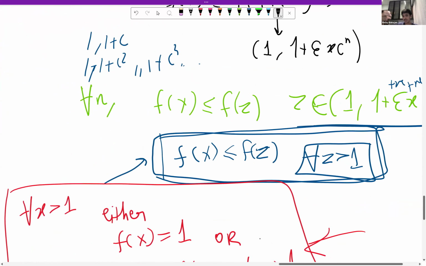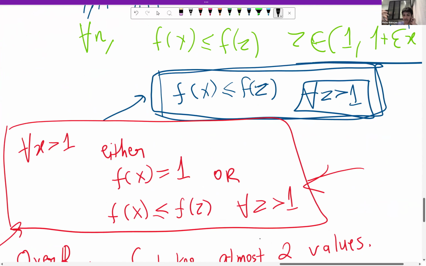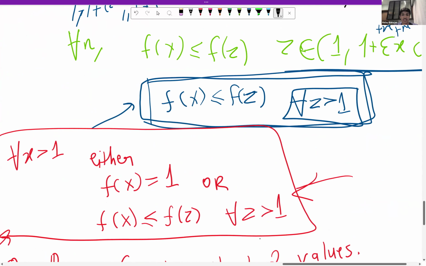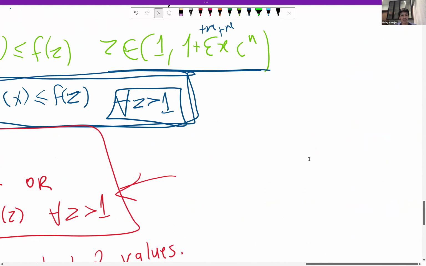So f of x takes only two values. You can just check one or the other constant, and then it's fine. Then you have basically determined it. So I hope it's clear to everyone.